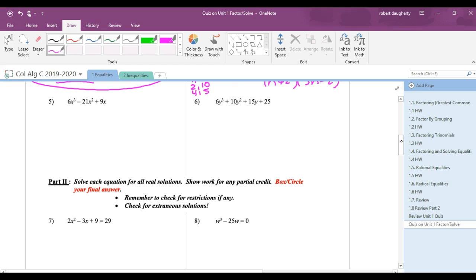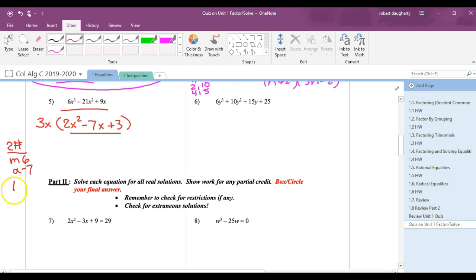What's the first thing you want to do if it ever works? Greatest common factor. Okay, well, it looks like these things have a 3x in common. So factor out a 3x, and I'm left with 2x squared minus 7x plus 3. That is a trinomial, quadratic. If that factors, I am in the search for two numbers that multiply to 6 and add to negative 7.